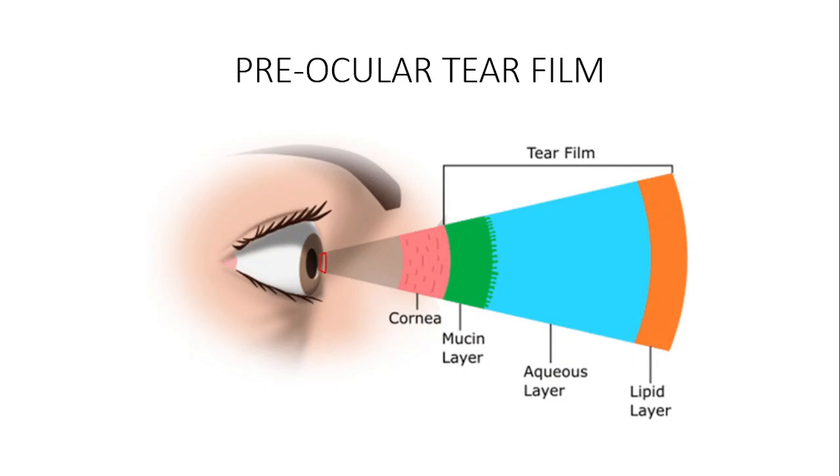Let's start with the electrolytes that it is rich in. Notable among the electrolytes that the aqueous layer is rich in are sodium, chloride, potassium, iron, copper, magnesium, calcium, and phosphate. So these are the basic electrolytes that the aqueous component is rich in.